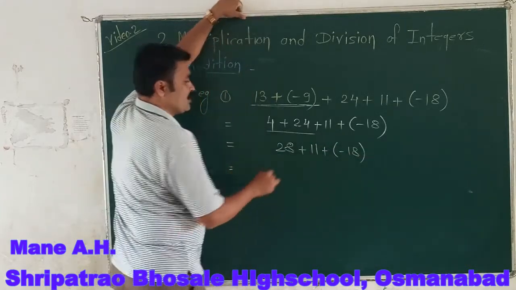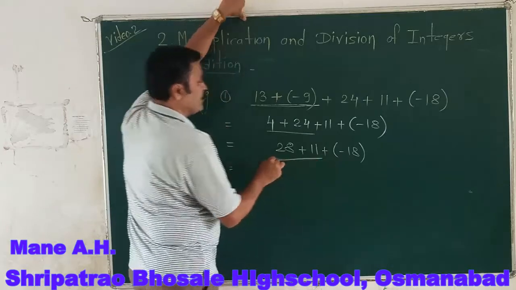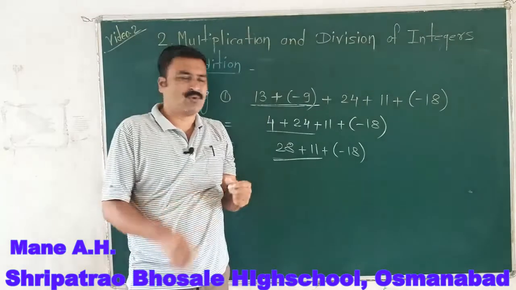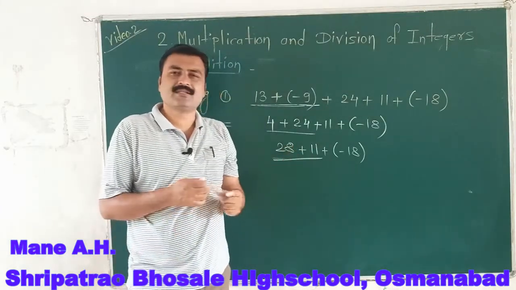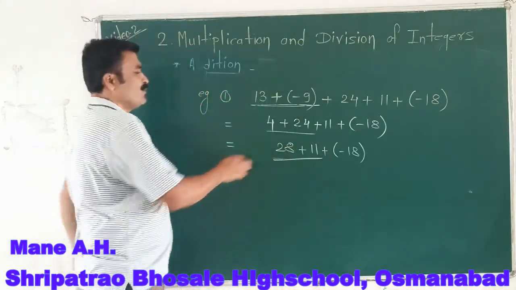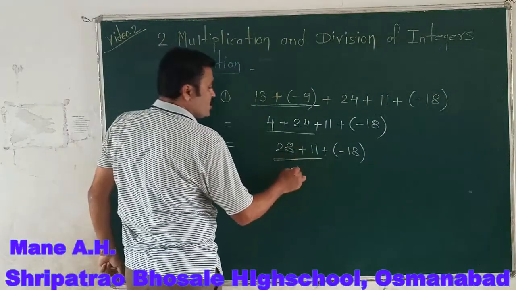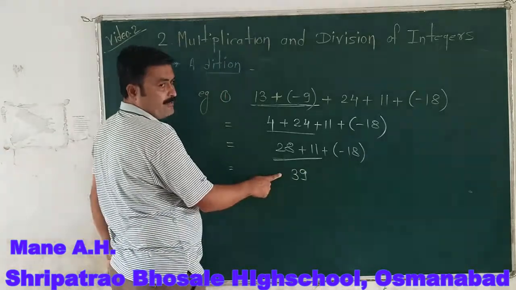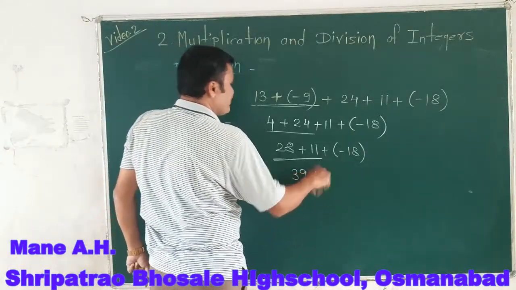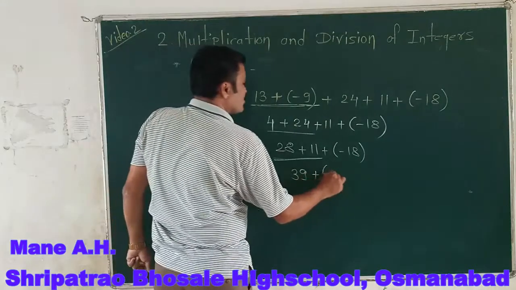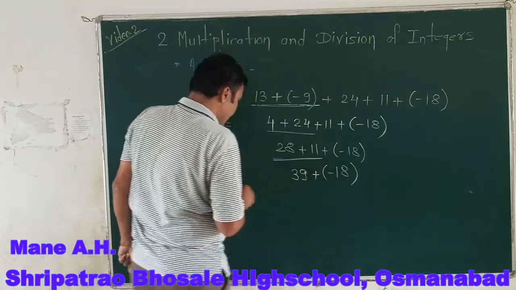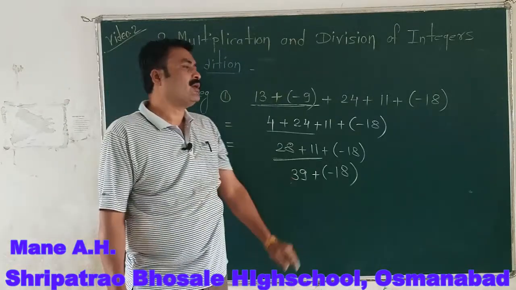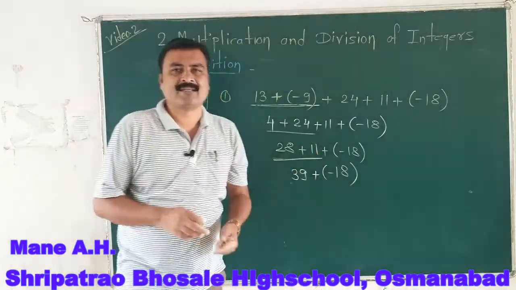Now next addition, 28 plus 11. So if you think about these two integers, 28 is a positive integer, 11 is a positive integer. So 28 plus 11 regular addition, that comes as 39. That is plus 39 comes. Keep in mind. So plus into bracket -18. Now we want to take the last addition, and after taking this last addition we get the final answer of this example.